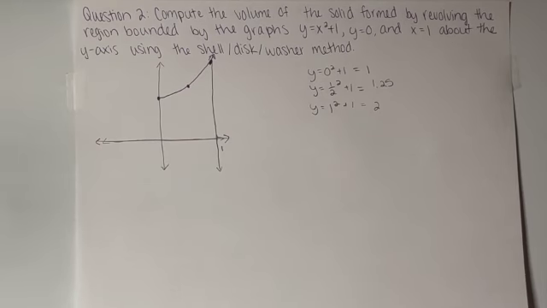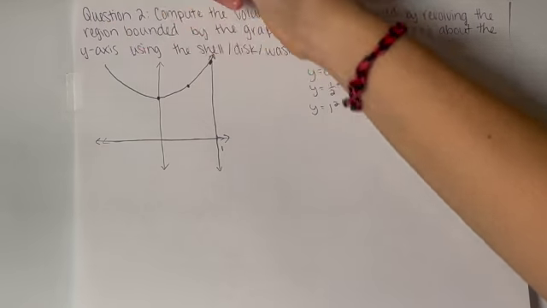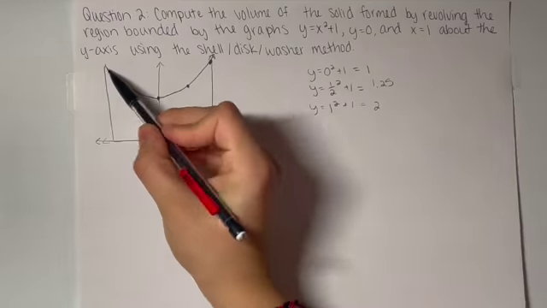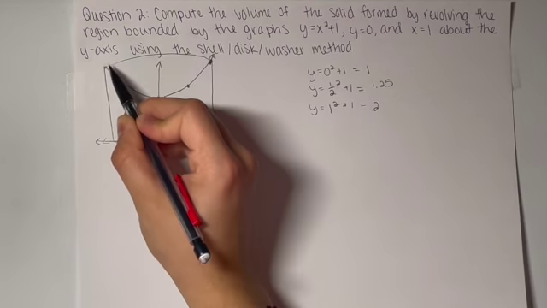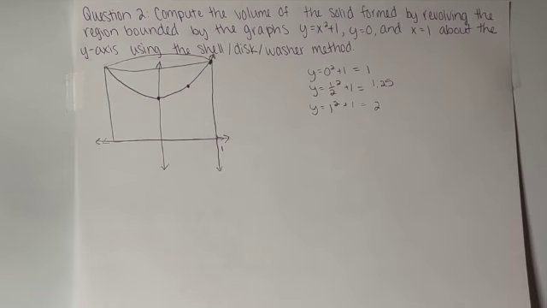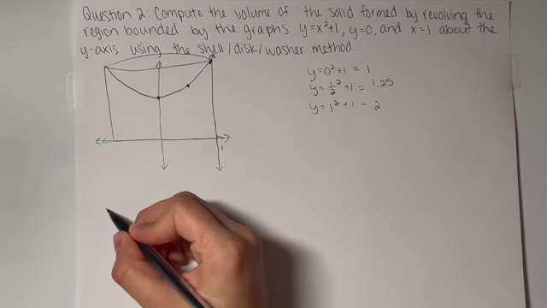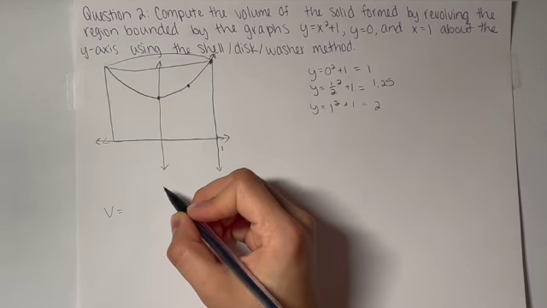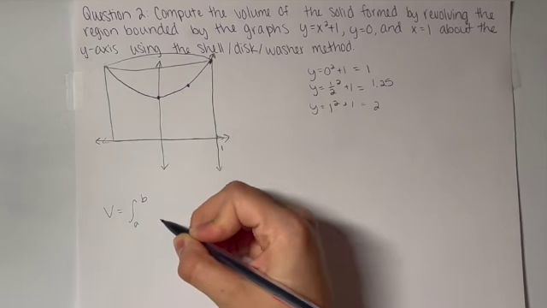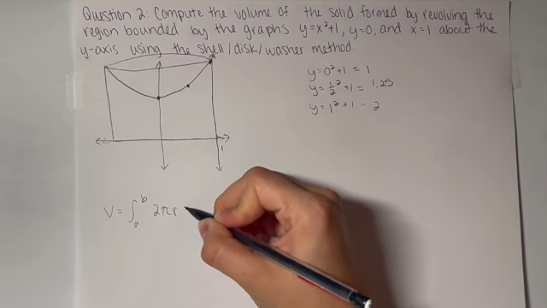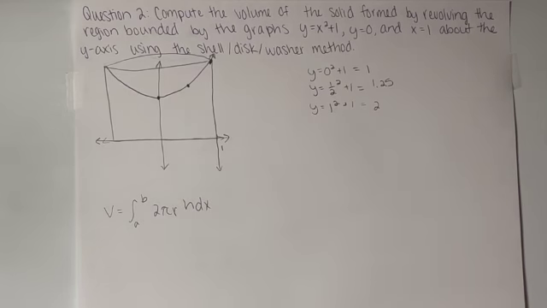Now when we rotate this around the y-axis, we get a cylindrical shape. So we know that we can use the shell method. The formula for the shell method is V, volume, is equal to the integral from a to b of 2 pi r h dx. Our r being our radius and h being our height.